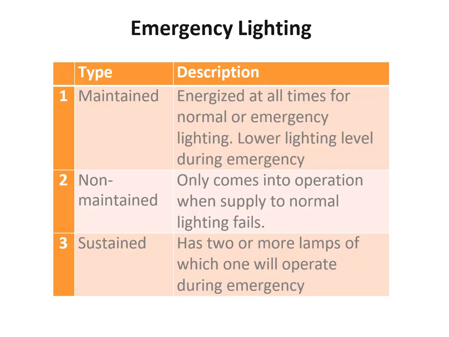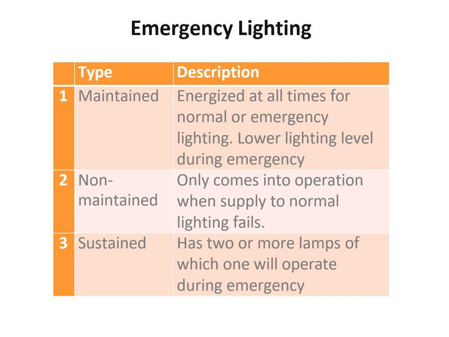Okay, so there are three types. It can be maintained, non-maintained, or sustained. Maintained means it's energized at all times for normal or emergency lighting, and it has a lower lighting level during emergency. For example, we need not provide independent light fixtures. Sometimes you can specify one of the light fixtures, usually near the exit, to be an emergency light. So you can turn it on and off and use it for daily use, but it has a backup power supply connected to it. So during emergency, it will still come on, but operate at a lower lighting level.